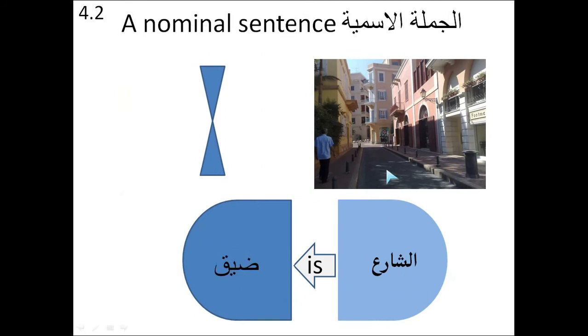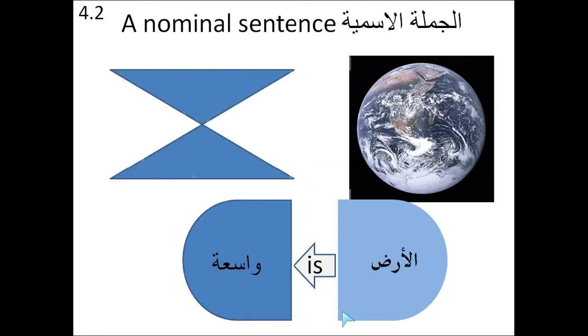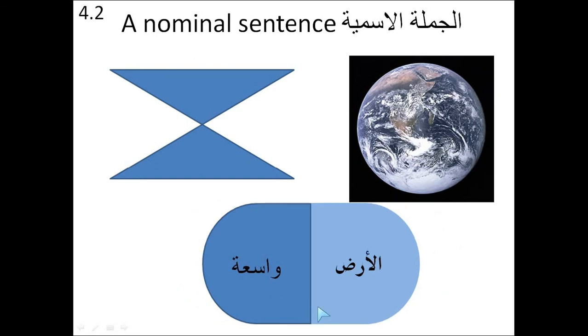الشارع, there's the street, is supposed to be narrow, ضيق. الشارع is ضيق. So we put that together and we get الشارع ضيق. The street is narrow. Remember, we talked about this no man's land, and that's where we put the is. And finally, a third example. Al-ard is wide. Al-ard is wasi'ah. Al-ard wasi'ah. The earth is wide.